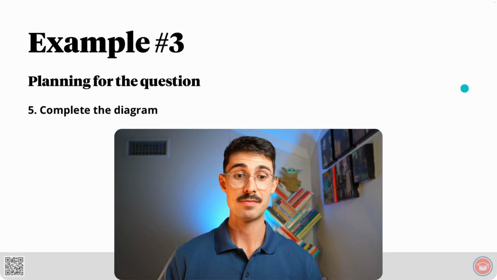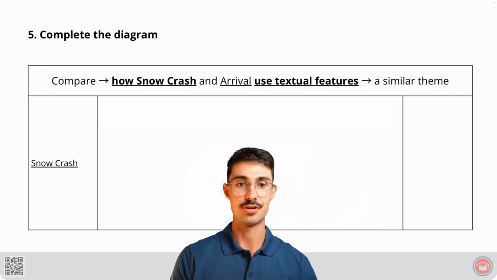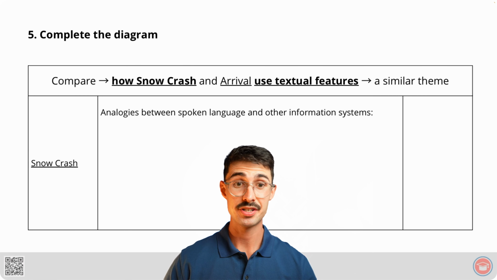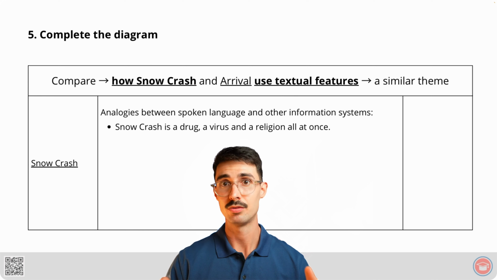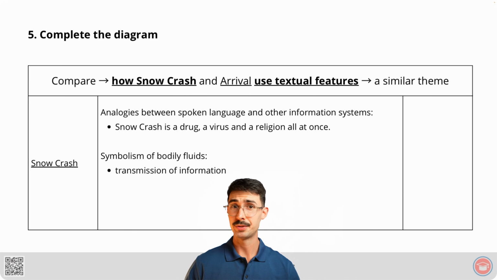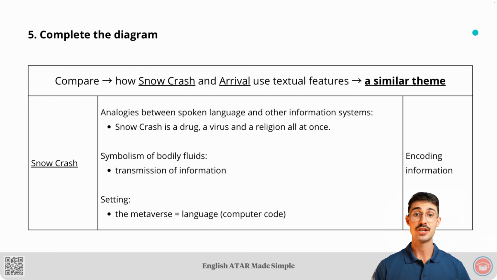Step number 5, diagram the elements. This is what those elements look like in diagram form. Starting with a discussion of how Snow Crash uses textual features. We've got analogies between the spoken language and other information systems. There's a reference to Snow Crash being a drug, a virus, and a religion all at once. There's also the symbolism of bodily fluids in the text and how bodily fluids is like a transmission of information from one vessel to another. Finally, there's also the setting, and the setting is the metaverse, which really is just computer code, and computer code is a form of language. So these textual features are used to represent the theme of encoding information.